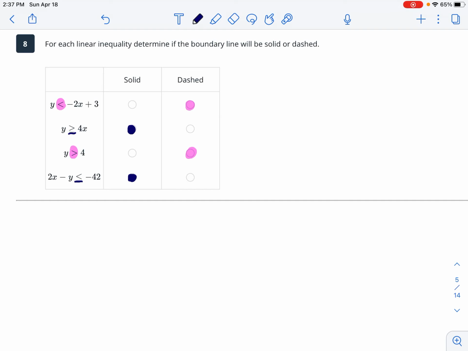A whole lot of you had just the complete reverse of that, where you said solid where it should be dash, and dash where it should be solid. So just be careful with that of which one should be which.